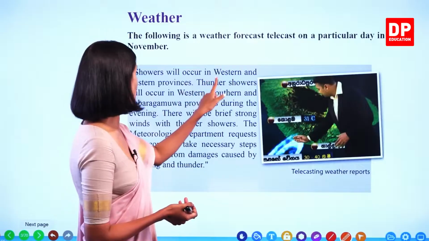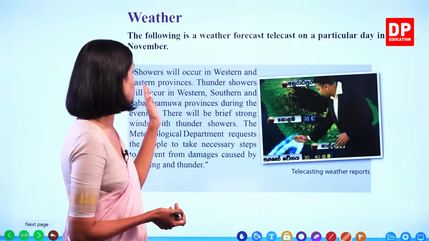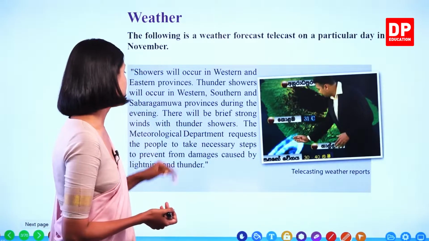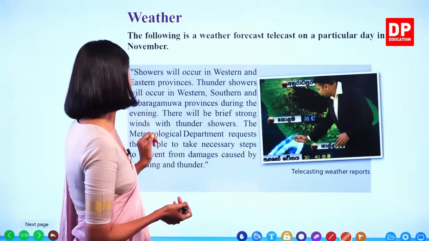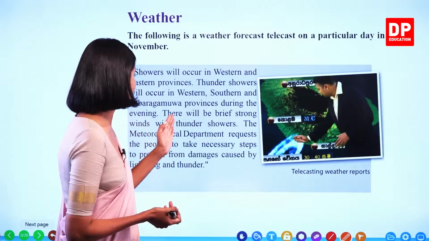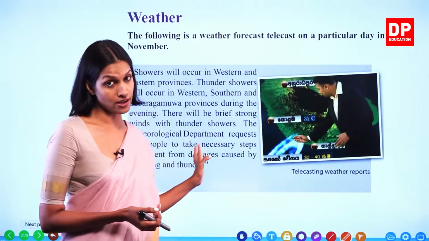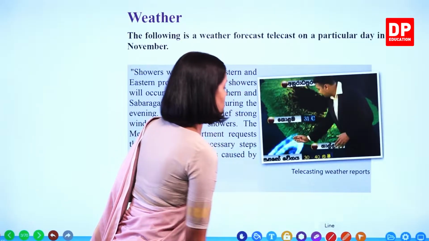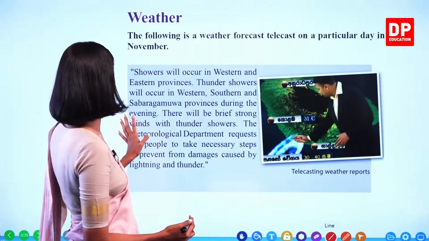Showers will occur in western and eastern provinces. Thunder showers will occur in western, southern and Sabaragamuwa provinces during the evening. There will be brief, strong winds with thunder showers. The meteorological department requests the people to take necessary steps to prevent damages caused by lightning and thunder. Okay, so here in this weather report, we discuss some environmental factors, okay?